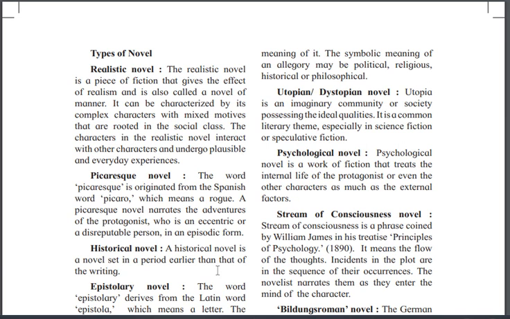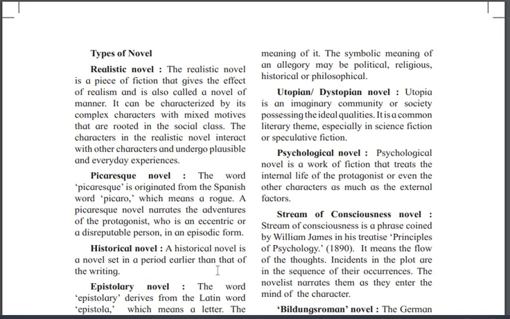A utopian and dystopian novel is an imaginary community or society possessing ideal qualities. It is a literary thing, so it is one kind of image. We can say Malgudi Days by R.K. Narayan is a utopian novel. It's an imaginary world. Then after that, the psychological novel.